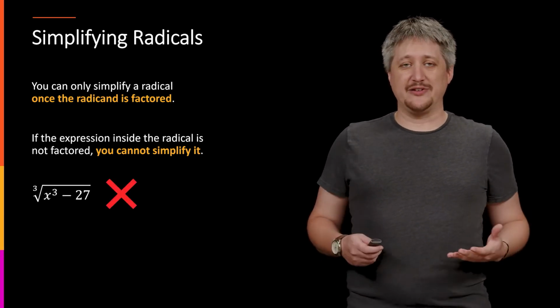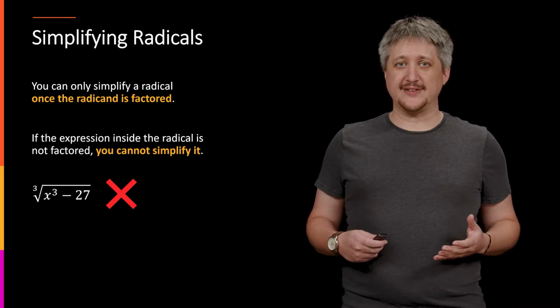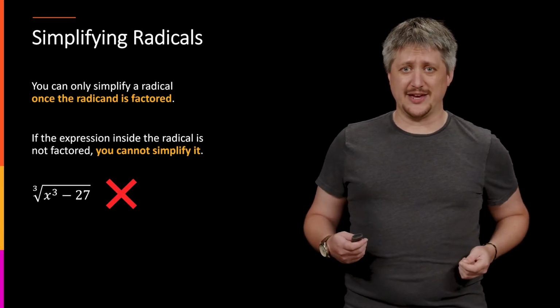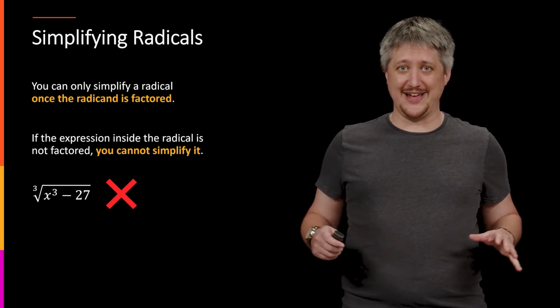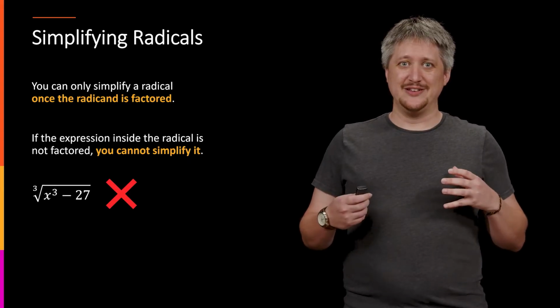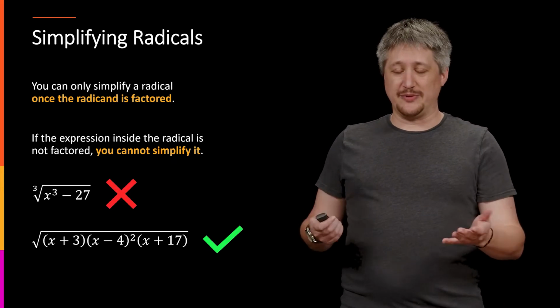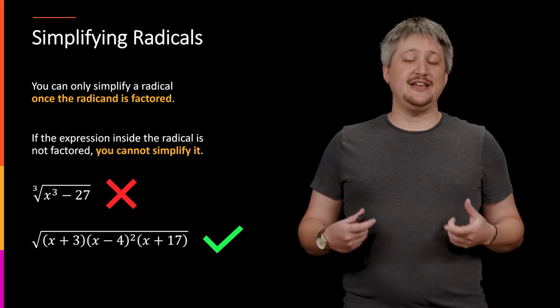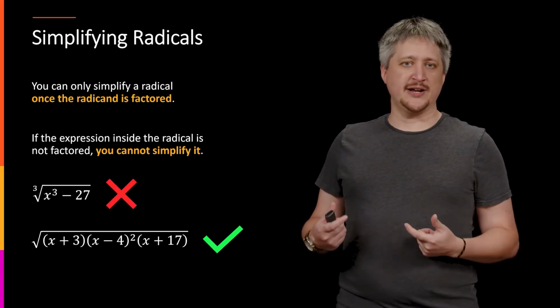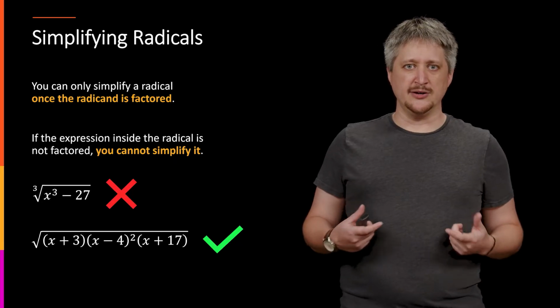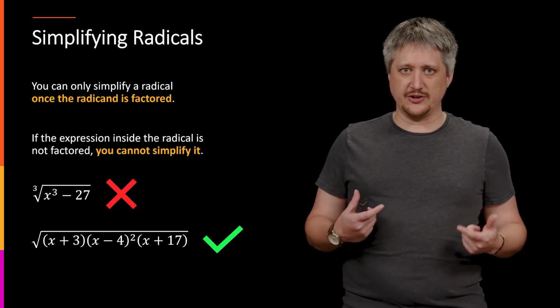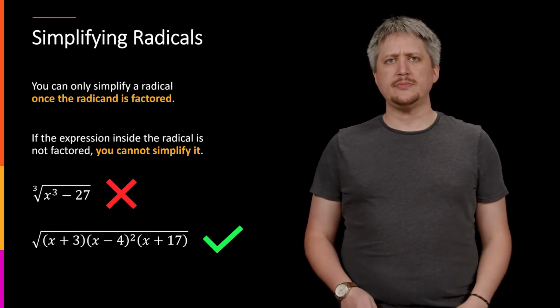So if you have something like the cube root of x cubed minus 27, you can't do anything with that. That is not x minus 3. That's not true. You have to do stuff with it in order to get it into a factored form. Then once it's in a factored form, that's when you could actually calculate the root or simplify or whatever it is you're trying to do. All right.